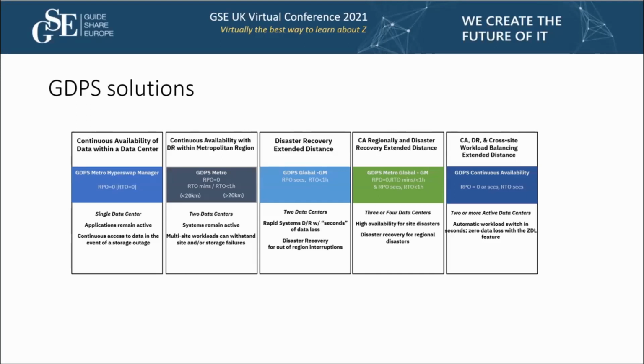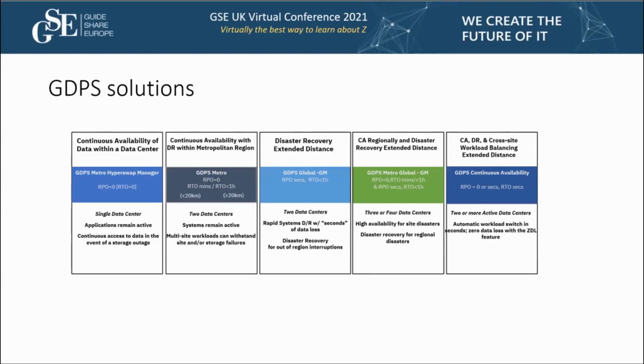And then we have 3 and 4 site solutions. For instance, GDPS Metro Global combines GDPS Metro and GDPS Global to provide local continuous availability and disaster recovery on a distance, with a DR region to recover from in the case of a large incident on the production region. So as I said, it supports 3 and 4 site configuration. And we'll see that in the next few slides.